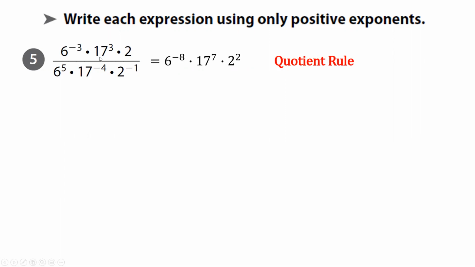For the base 17, I'm going to do 3 take away -4. Be careful here. 3 take away -4 is the same thing as saying 3 plus 4, and that gives you +7. And finally, for the 2's, there's an imaginary 1 here. So we're going to have 1 take away -1. Once again, be careful. 1 take away -1 is the same thing as 1 plus 1, which gives you +2.